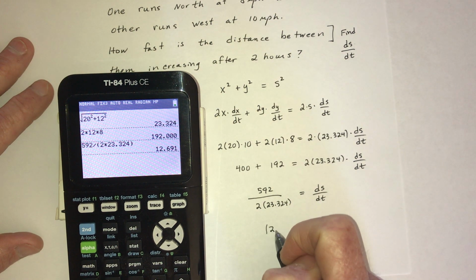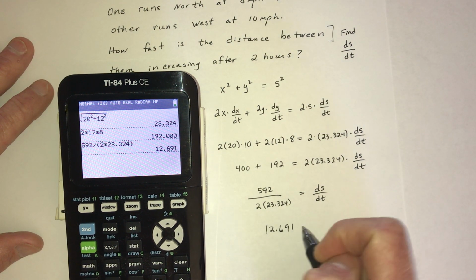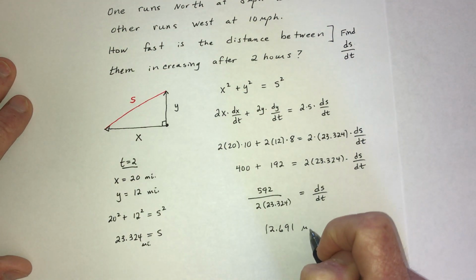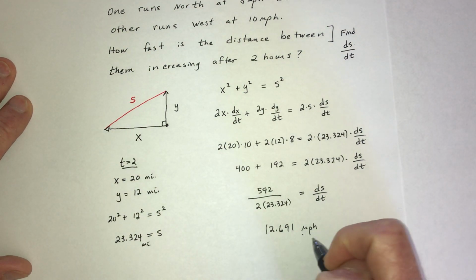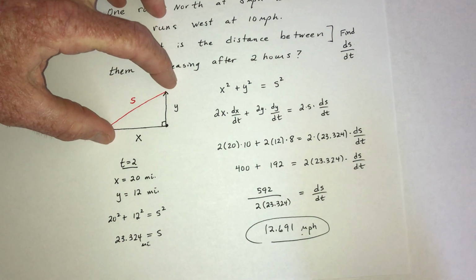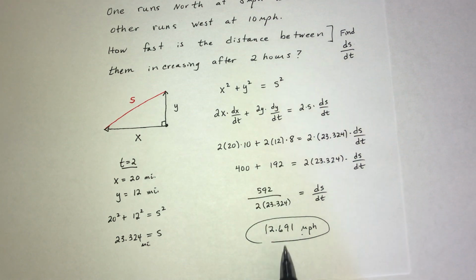So it's 12.691, and this would be in miles per hour. So this distance is increasing a little more than 12.5 miles every hour.